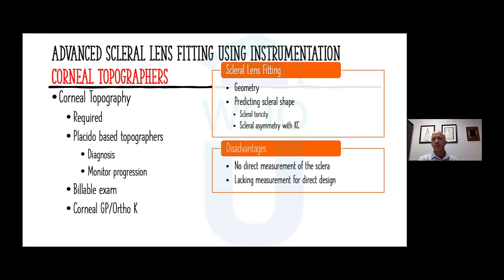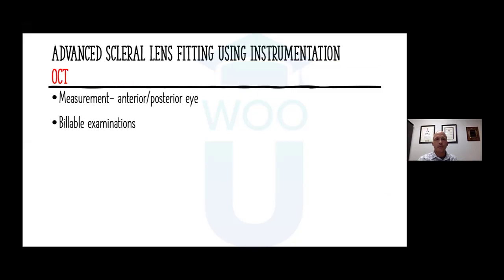For scleral lens fitting, we can use the measurements from corneal topographers for deciding geometry, either oblate or prolate designs. And then, as you can see, we have some studies that show that we can sometimes predict scleral shape just from the cornea, either scleral toricity, if we look out into the limbus with elevation data, or scleral asymmetry with keratoconus. Some disadvantages of topography: no direct measurement of the sclera, and lacking measurement for more direct lens design.